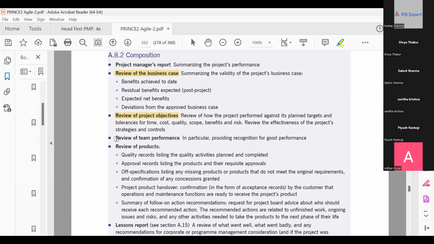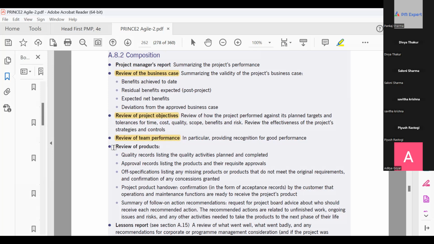Apart from that, I'll review the team performance, right? How did the team perform? And if the team has performed really great, there should be a recognition of the team performance as well, right?